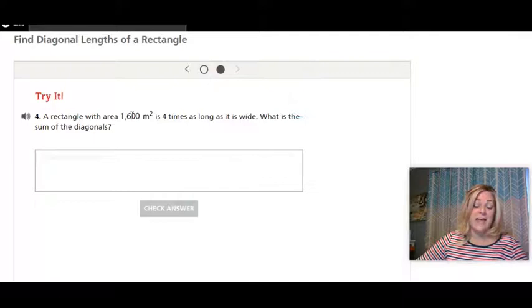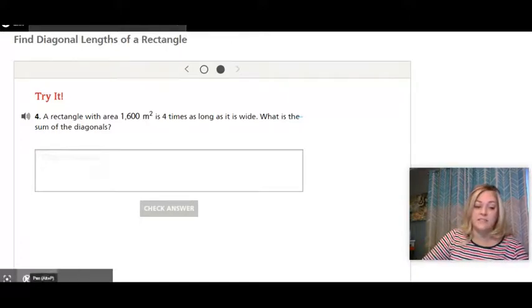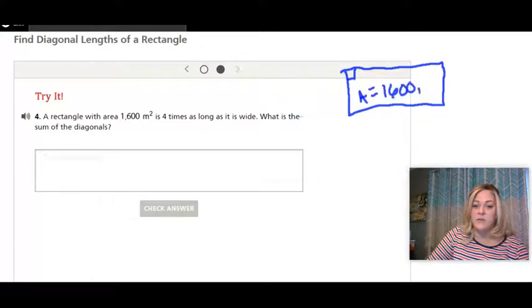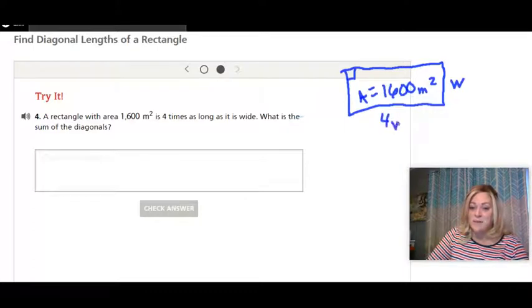Try it. A rectangle with area 1,600 meters is 4 times as long as it is wide. So I want you to draw this out. Just visualize it first. So an area of a rectangle. And remember, I'm freehanding this, so it's not perfect. This is a rectangle, and the area equals 1,600 meters squared. And it says it is 4 times as long as it is wide. So we're just going to say this is the width. And this is 4 times the width.